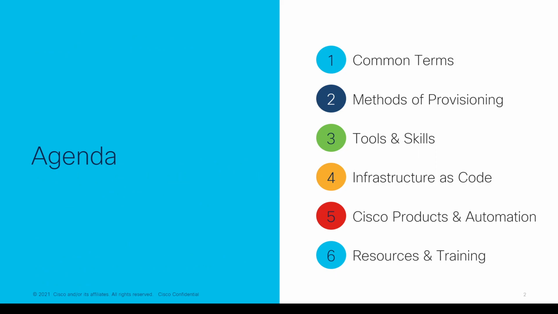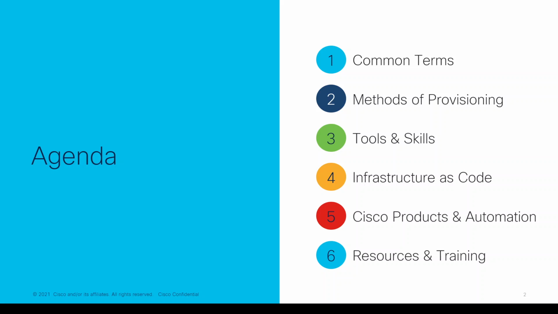From an agenda perspective, this is what we're going to cover. First, we're going to discuss common terms that often come up in automation conversations. This is not an exhaustive list of terms, but we will cover the fundamentals. Then we will discuss methods of provisioning. There are a lot of different tools and approaches available. So at a high level, we need to understand the pros and cons of each of those approaches.